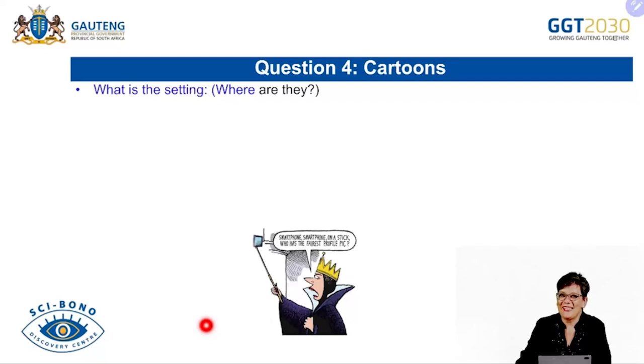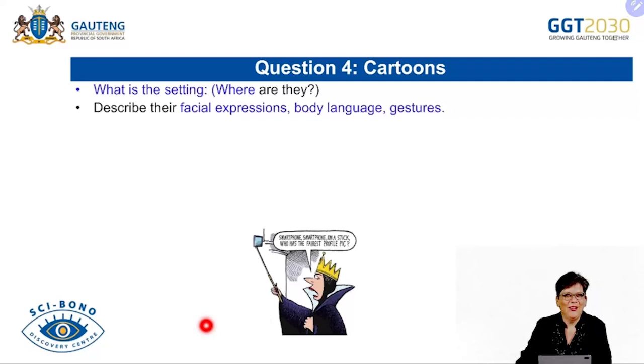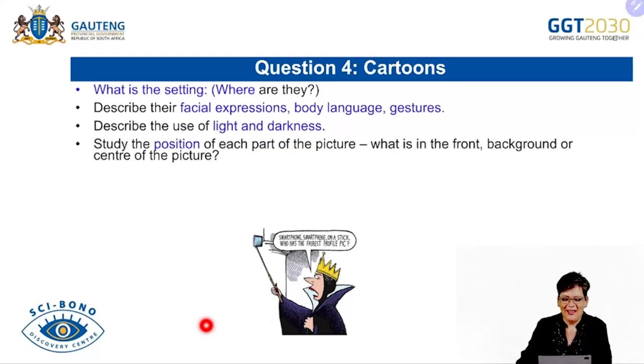What is the setting? In other words, where are the people? Look at their facial expressions, body language, gestures. Look at how light and dark have been used. Look at each picture or each frame on its own. What is in front? What did they put in the back? And what's in the center?